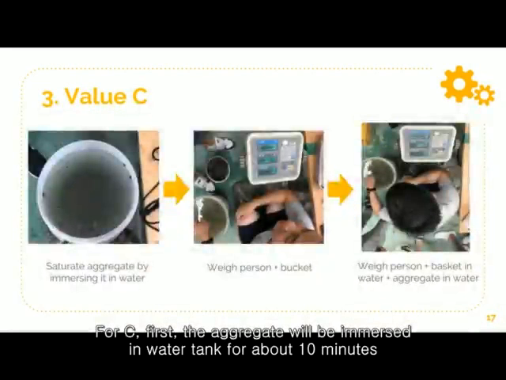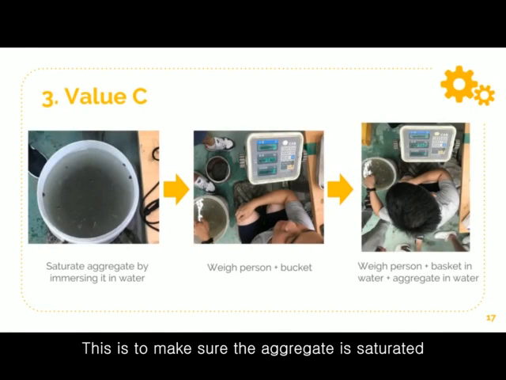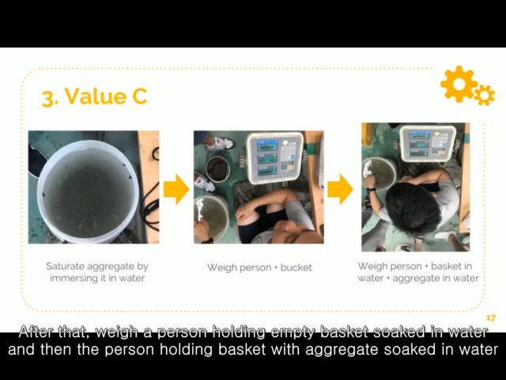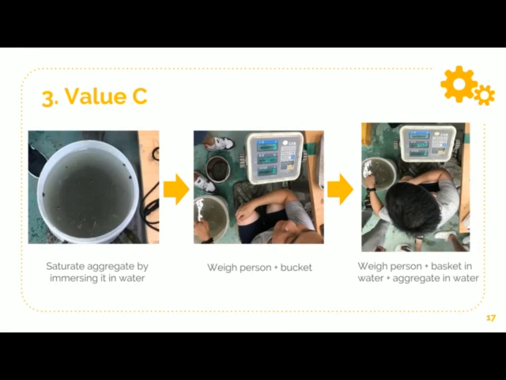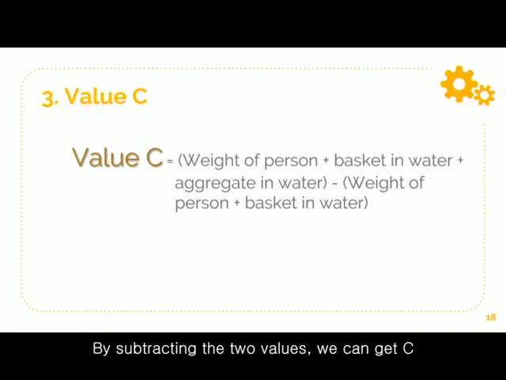For C, first the aggregate will be immersed in the water tank for about 10 minutes. This is to make sure the aggregate is saturated. After that, weigh a person holding an empty basket soaked in water, and then the person holding the basket with aggregate soaked in the water. By subtracting the two values, we can get C.